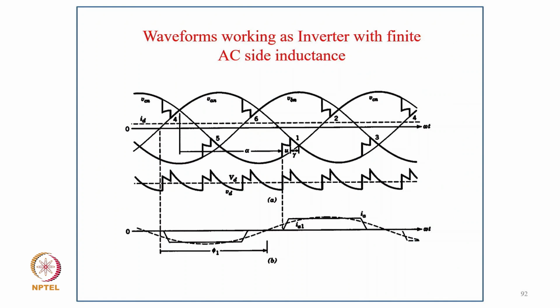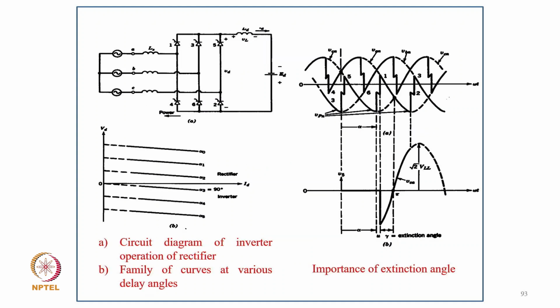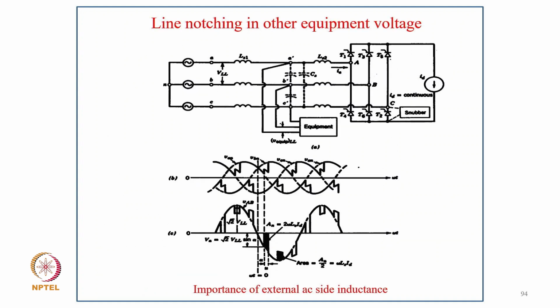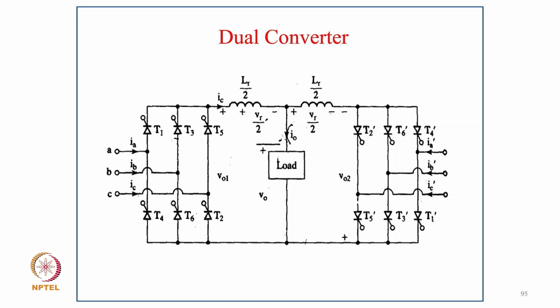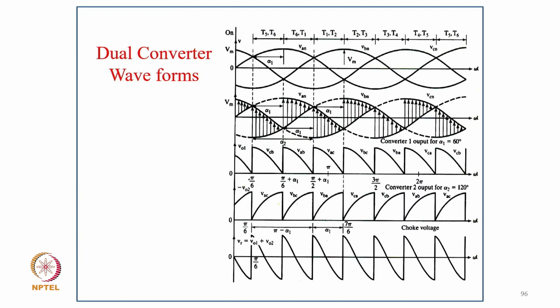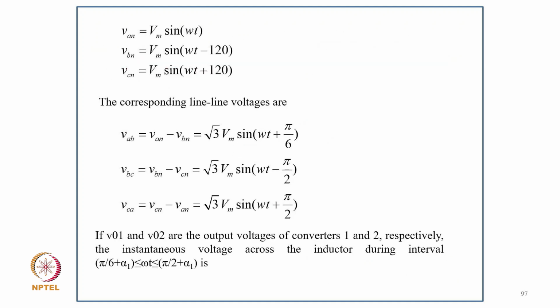And these are typical waveforms of an inverter with finite source impedance, and how the supply currents are there, and then typically circulating operation of the rectifier family of curves, the importance of extinction angle during the inverter operation, and then the line notching in the voltages, importance of commutation inductance, and these are typically the dual converter, and the dual converter waveforms, the output waveforms of both the converters and interface reactor voltage.